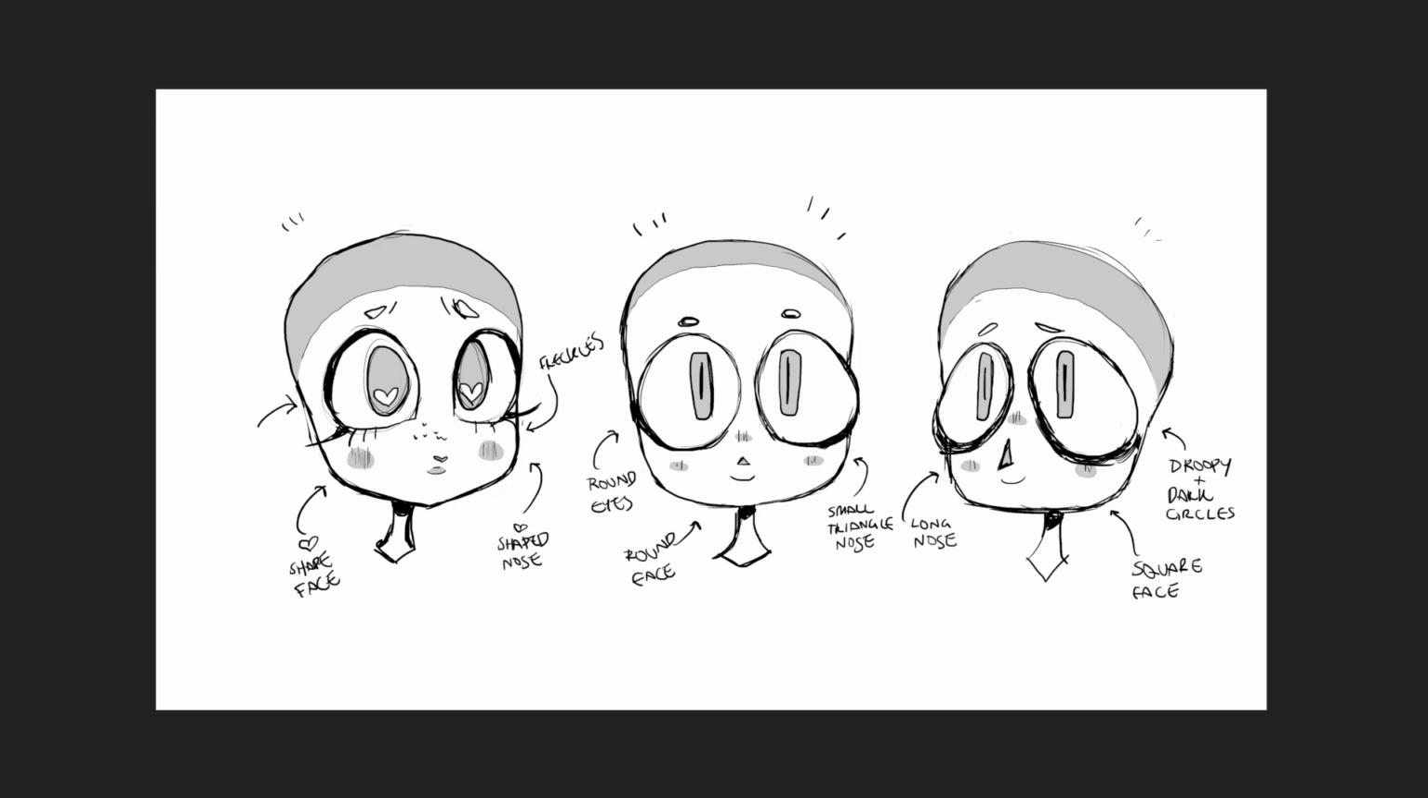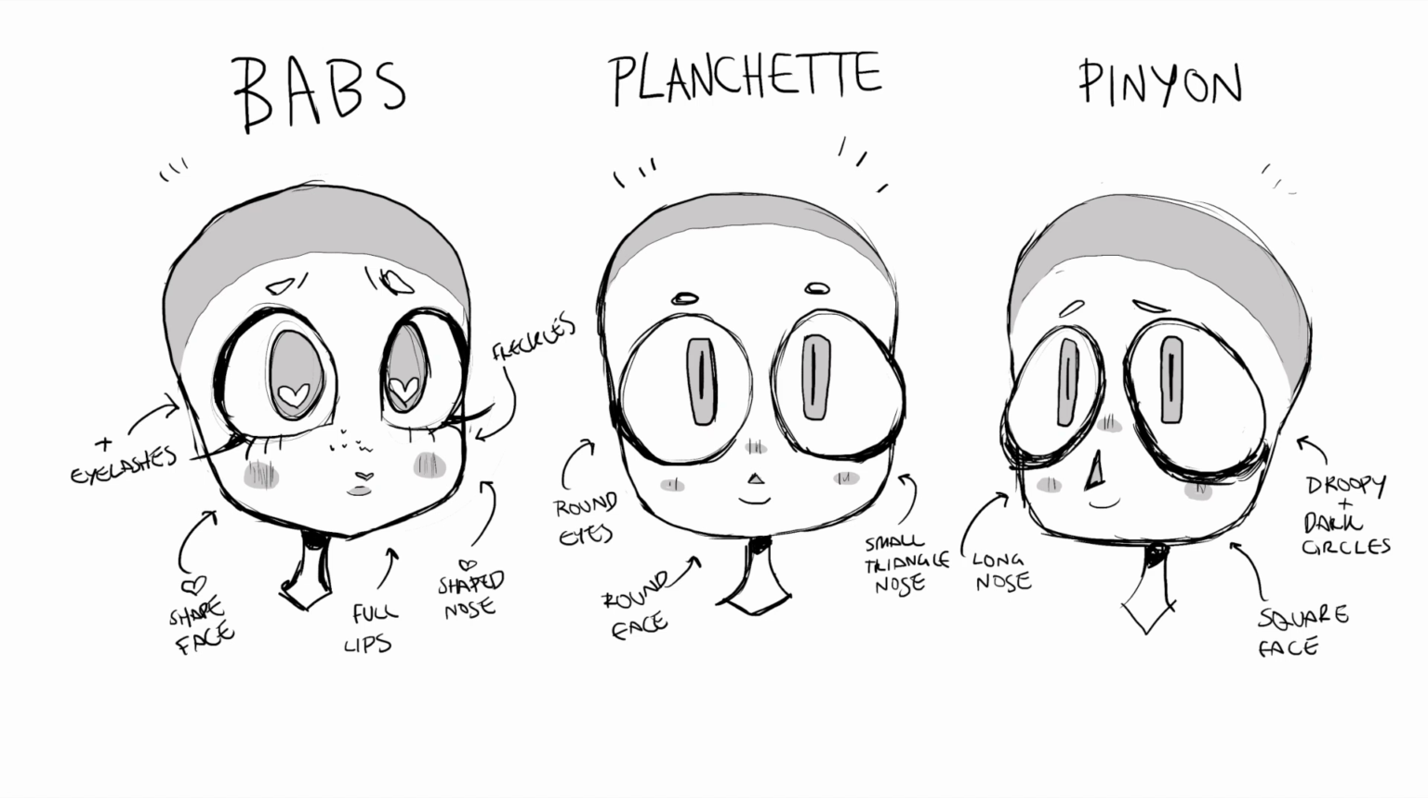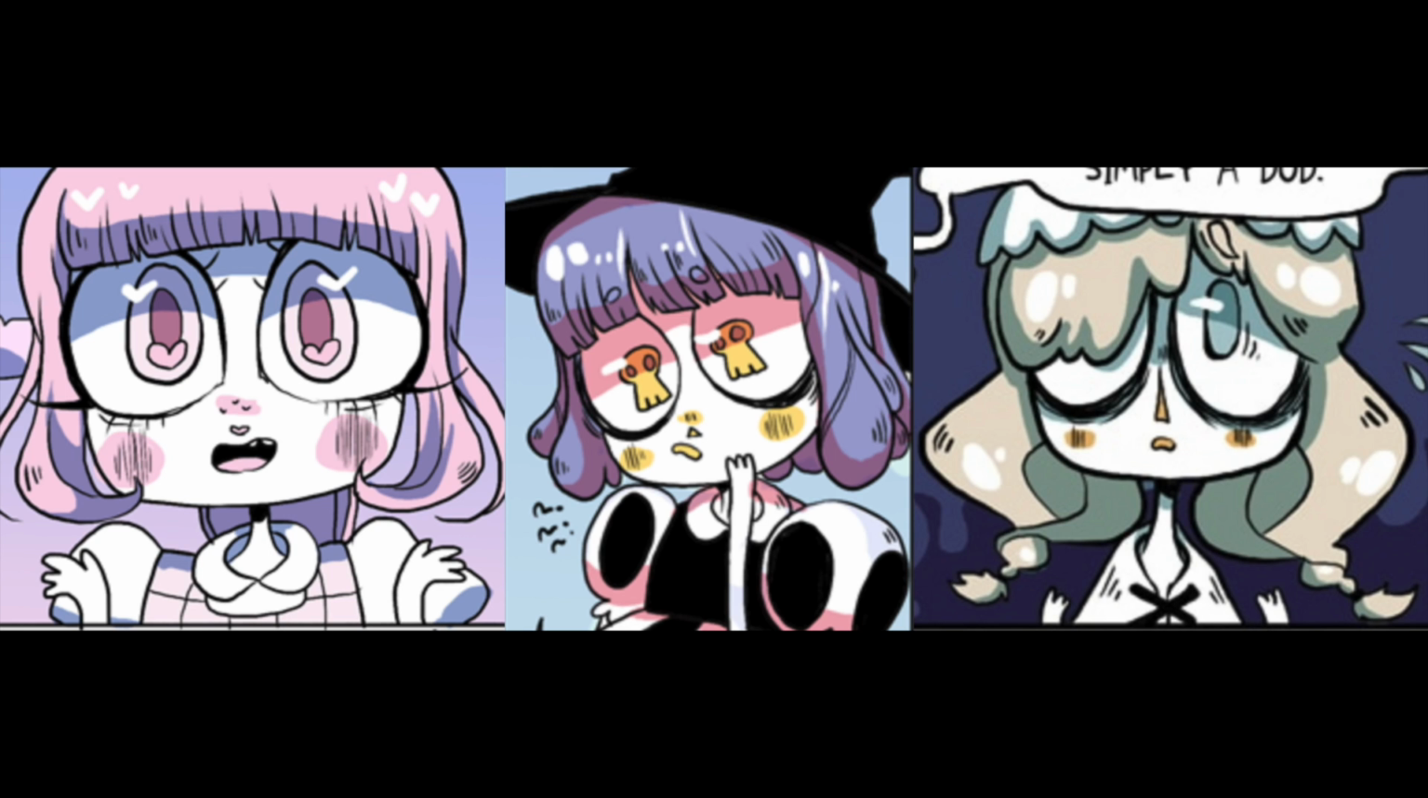So for example, Babs has a heart-shaped nose, Planchette has a small triangle nose, and Pinion has a longer triangle nose. I like making the noses unique because whatever facial expression they're having, usually their nose isn't wildly affected. So if you have a character who usually has sleepy eyes and that's their sort of point of difference from the other characters, but then they're surprised so their eyes are wide open, sometimes you lose that unique characteristic, at least for that panel, and it can be confusing. Skin details like freckles and scars also help because those are also things that stay consistent on your character no matter what facial expression they are having.